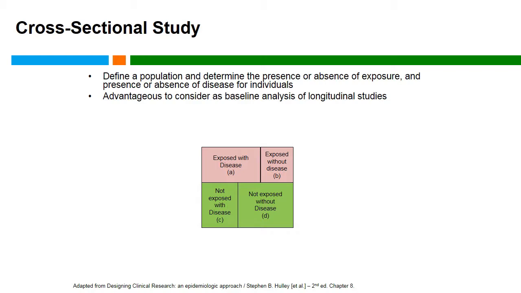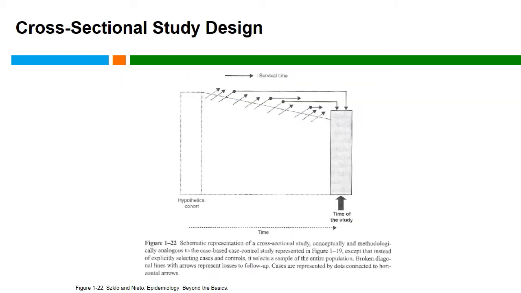This figure depicts a cross-sectional study. In this case, the study sample is drawn from the overall population, both exposed and unexposed individuals with and without disease. This figure is another representation of a cross-sectional study and presents the relationship of the cross-sectional design to a case control study. The primary difference between the cross-sectional study and the case control study is that with a case control approach, you're explicitly selecting the controls. In the cross-sectional approach, you're taking a sample of the entire population.